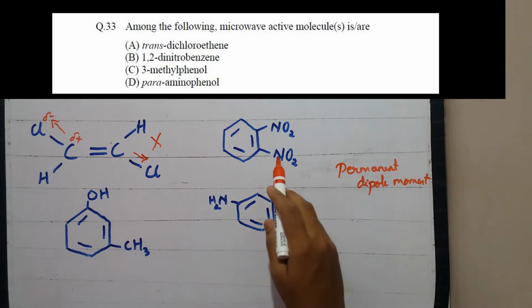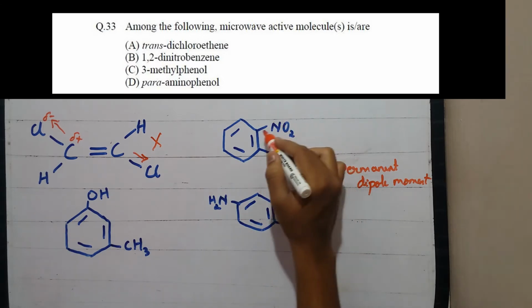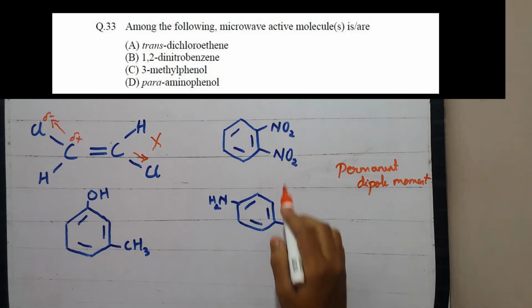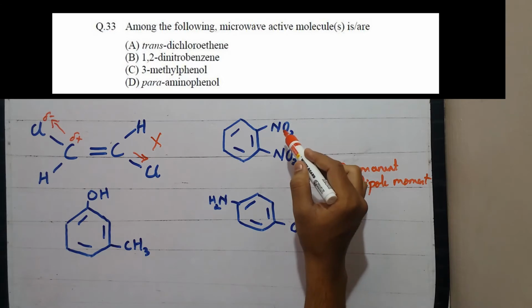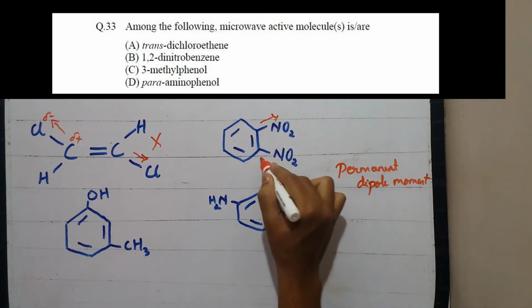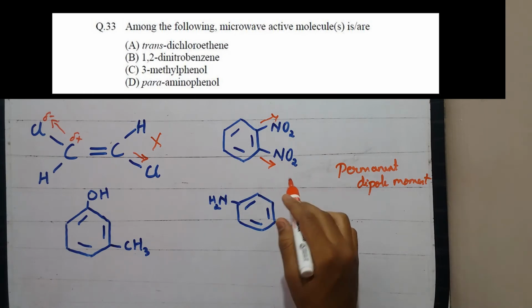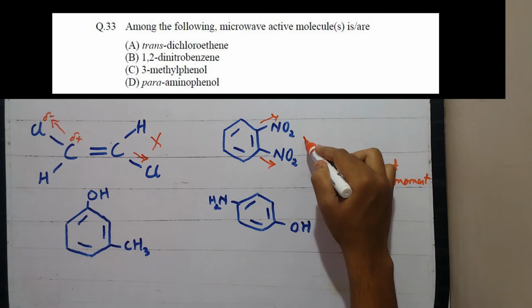But in 1,2-dinitrobenzene, the NO2, this bond as well as this bond is polar because there is an electronegativity difference. Hence there are two dipoles acting in this direction and this direction. Hence the net dipole moment would not be 0. Hence it is microwave active.